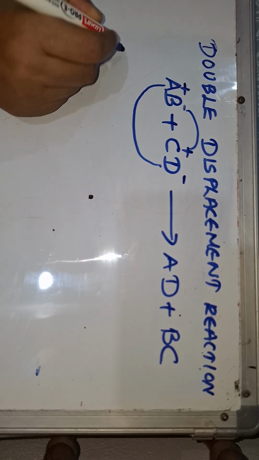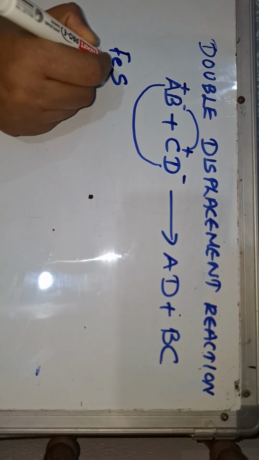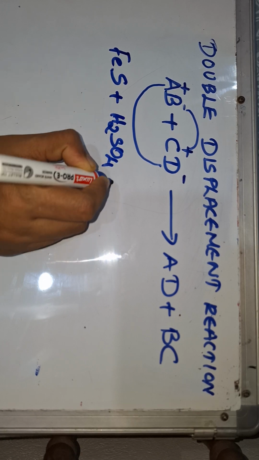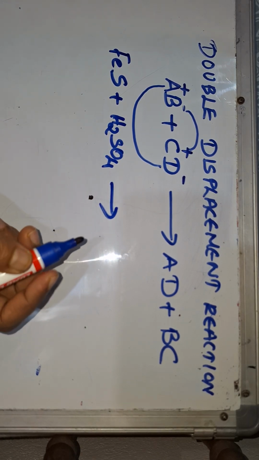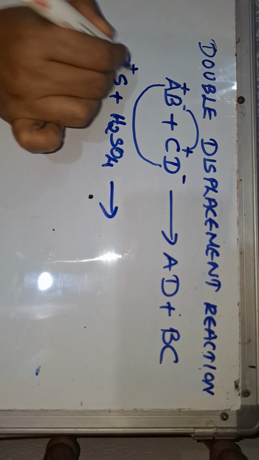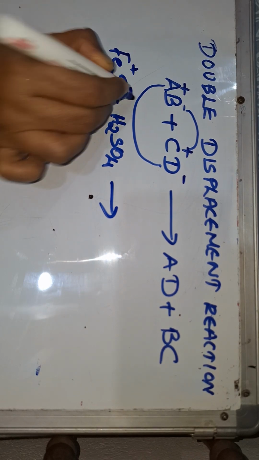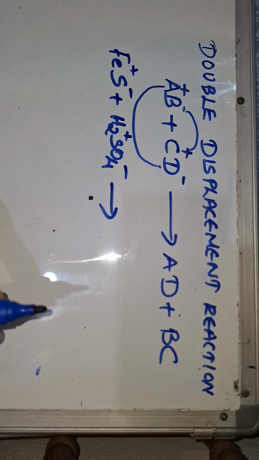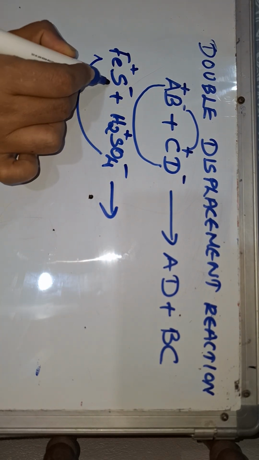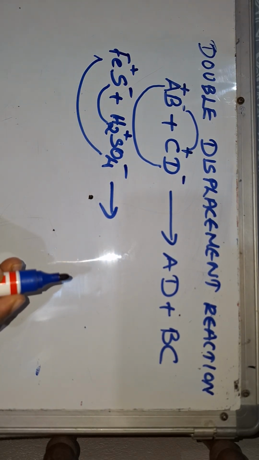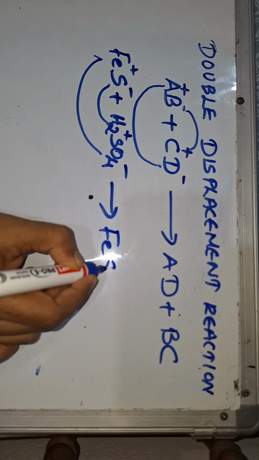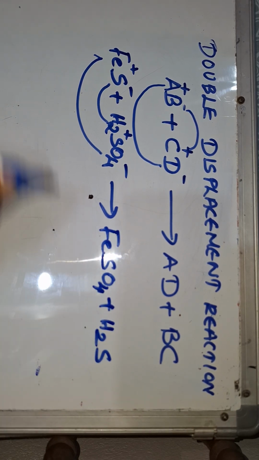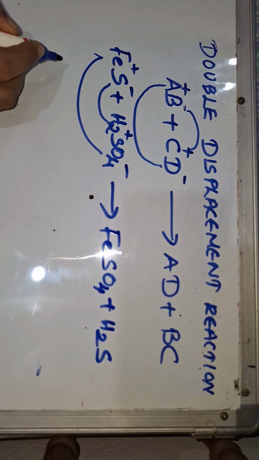Let us take some examples. FeS plus H2SO4 gives what? What will be the product? So here Fe will be positive, S will be negative, H will be positive, SO4 will be negative. So these two will combine and these two will combine, is it? So you will get FeSO4 plus H2S.